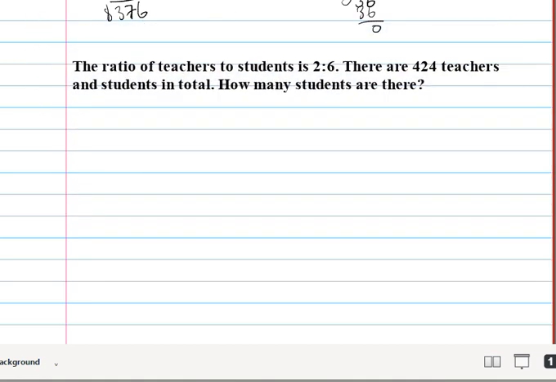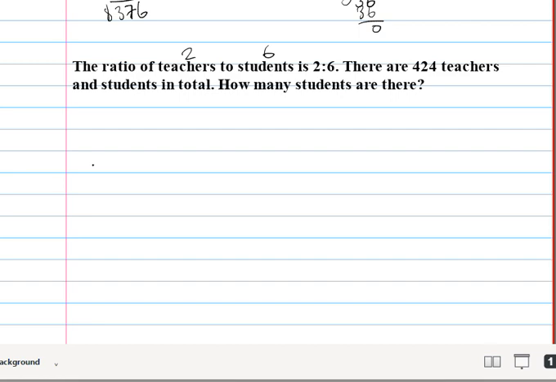All right. The ratio of teachers to students is 2 to 6. There are 424 teachers and students in total. How many students are there? All right. So I know the ratio 2 represents that. I know 6 represents that.